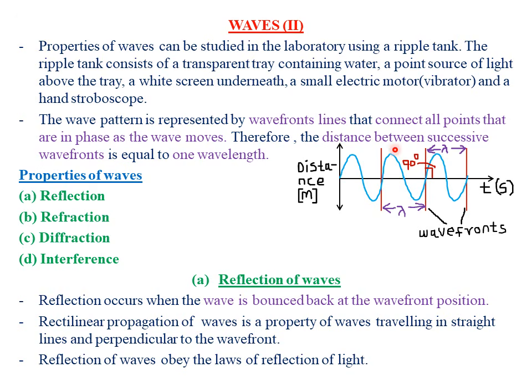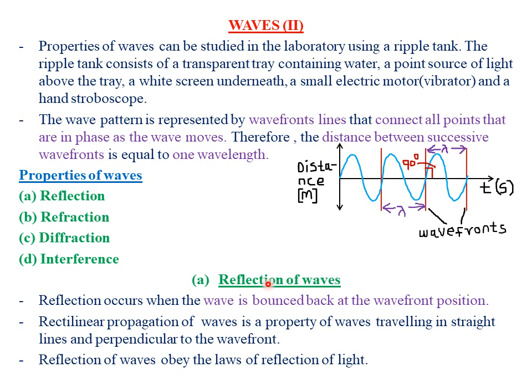Then after understanding that any two successive wavefronts will give us one wavelength, let's look at the four properties of waves. The properties of waves are reflection, refraction, diffraction, and interference. In this chapter, we'll just be discussing these four properties of waves. So let's start with the first property, which is the reflection of waves.